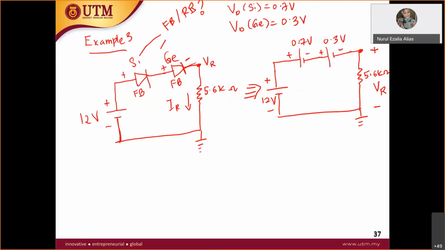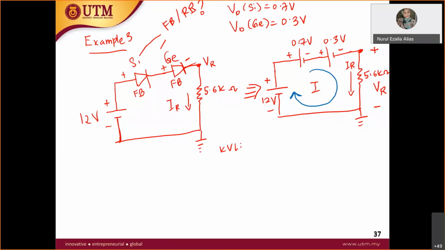Okay, and then what you would do next is apply KVL. Remember your KVL is always clockwise, in this direction. So this current is IR, actually the same I. Okay, let's do the KVL. When you apply KVL, you follow this loop. Okay, so this is my way.